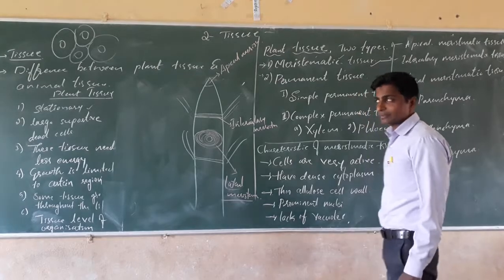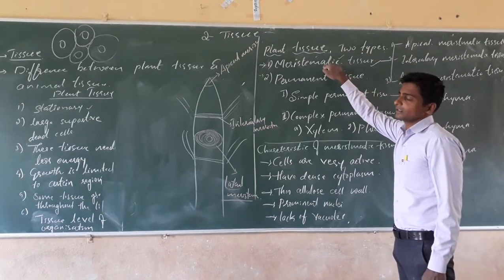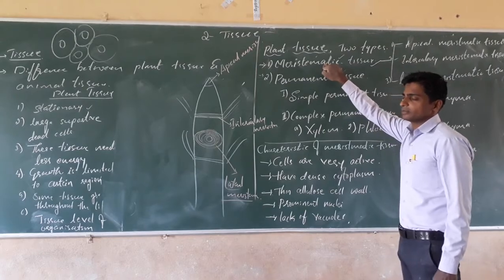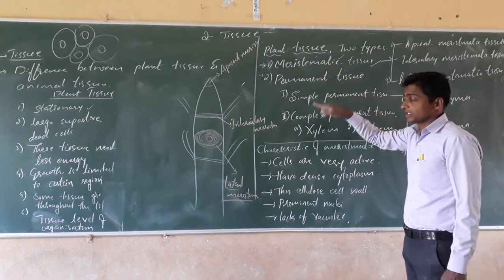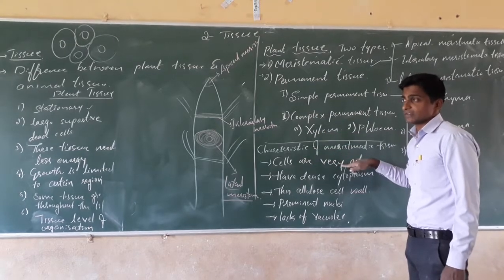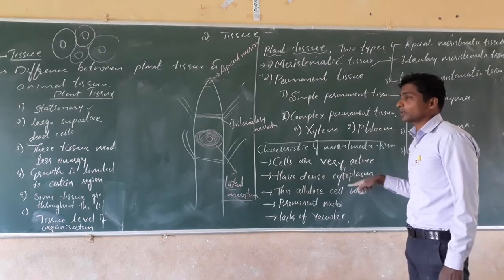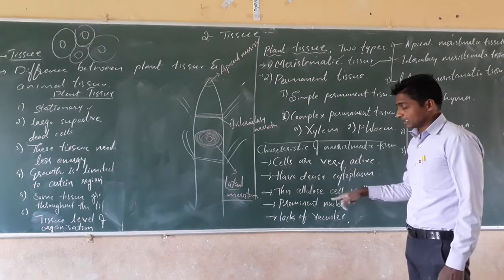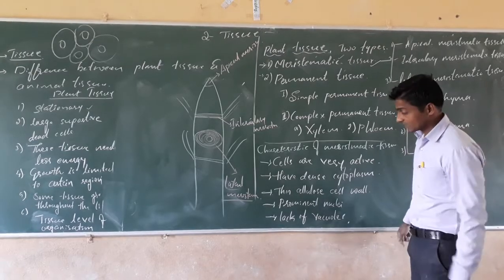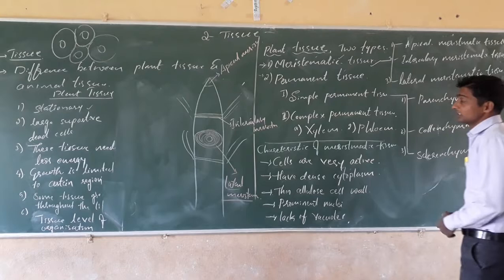Here, once again I will repeat. Plant tissues are of two types: meristematic tissue and permanent tissue. Meristematic tissue is present in the newly growing regions. The cells are very active and have dense cytoplasm. They have a thin cellulose cell wall. The nuclei are larger, and vacuoles are absent.